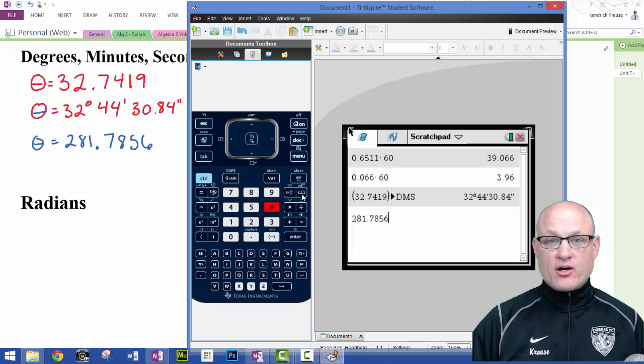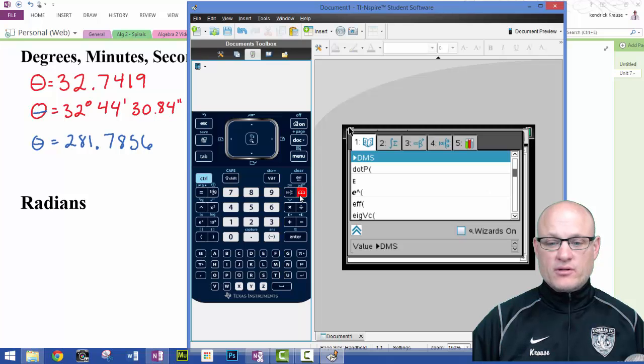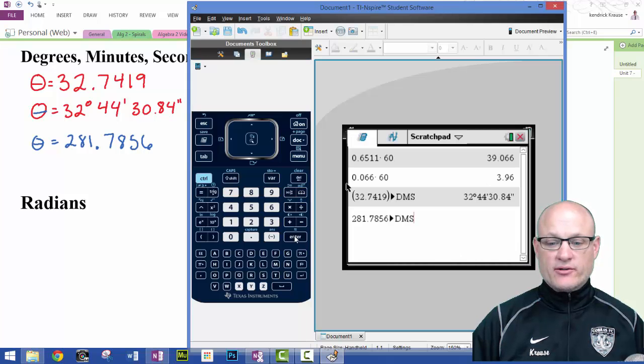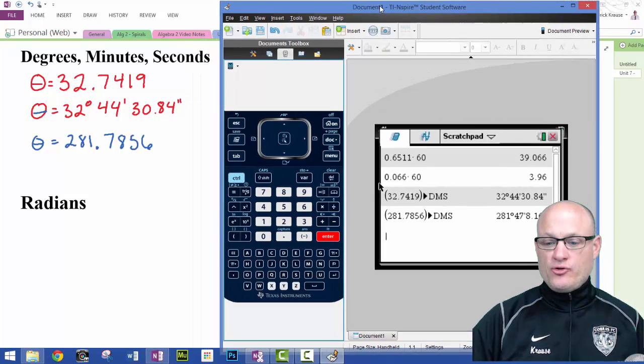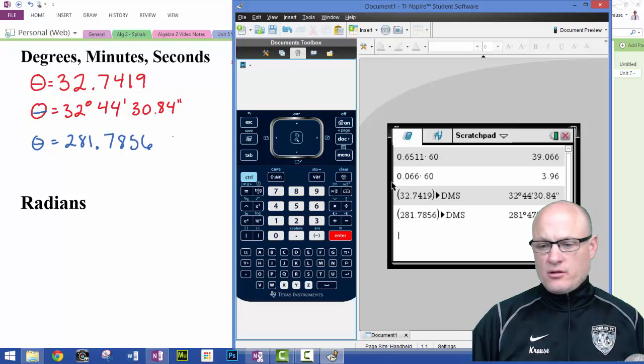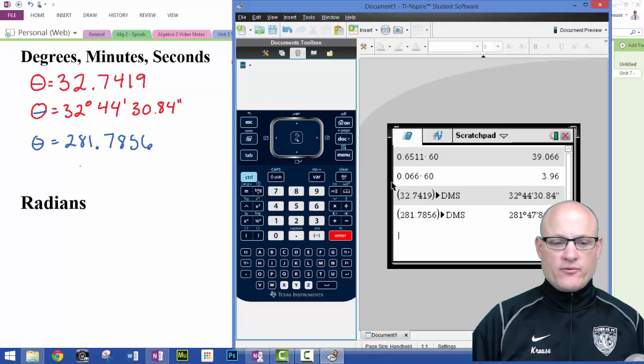Now if I go to catalog, since DMS is already highlighted, I just press enter. I DMS'd it, press enter again, and I get 281 degrees, 47 minutes.